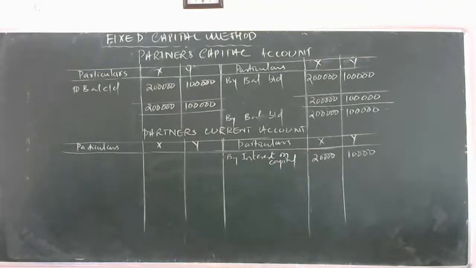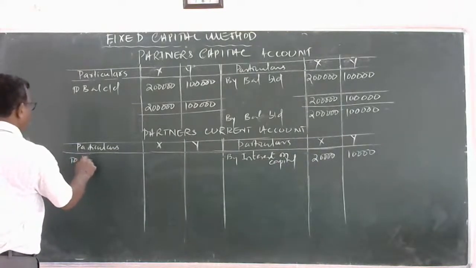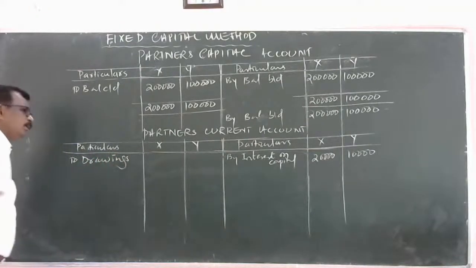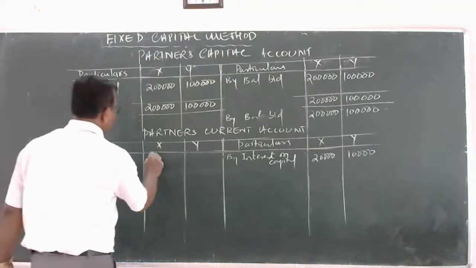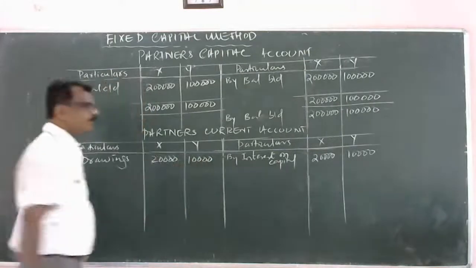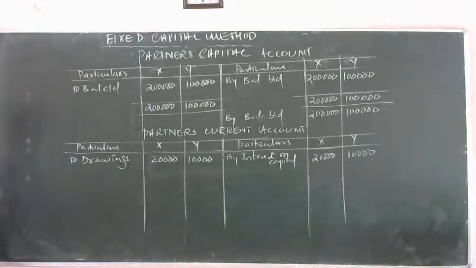Then you have to take drawings of rupees 20,000 and 10,000. Drawings are debited. Drawings of the partners are rupees 20,000 and 10,000. Drawings are debited to the partners current account.